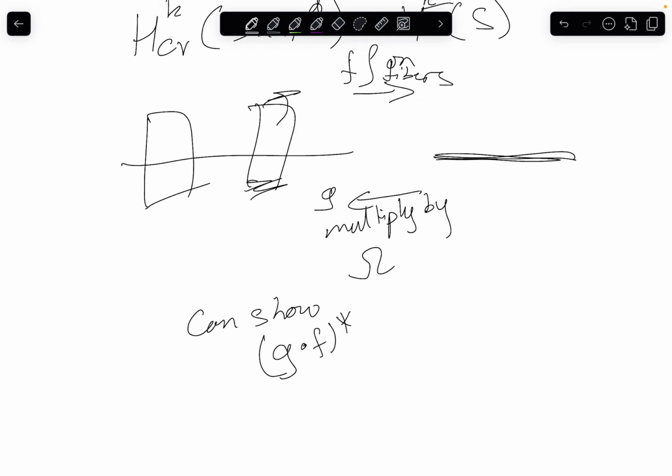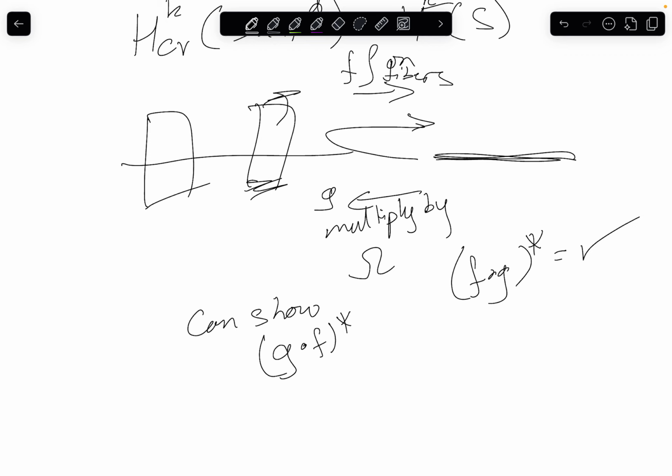So, okay, if you go this way, then this is literally the identity, because if you multiply by omega, then that integrates to 1. So F composed with G star is equal to 1 already.